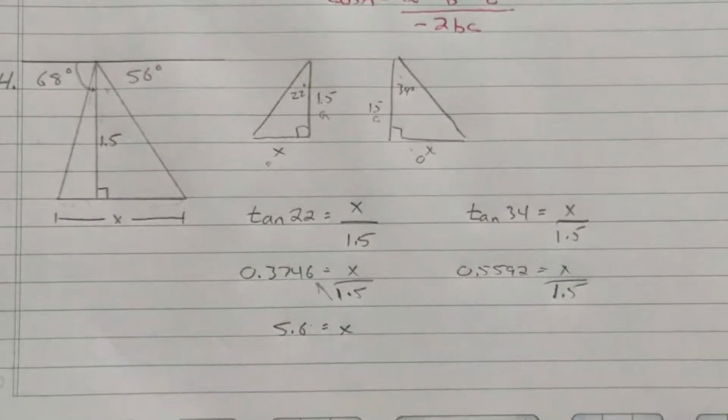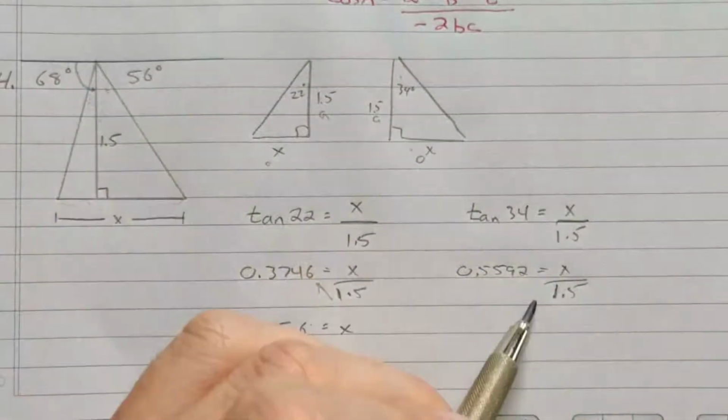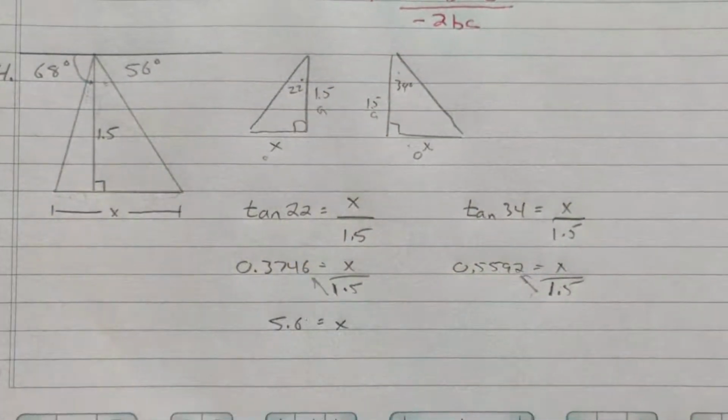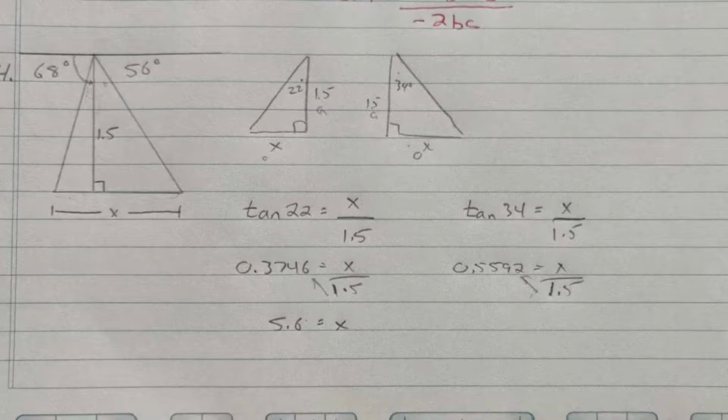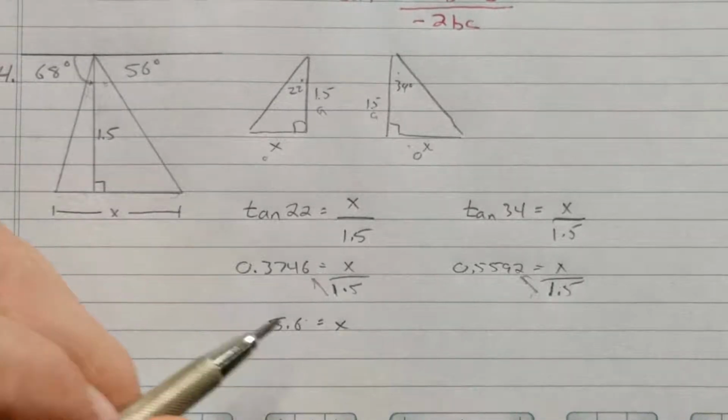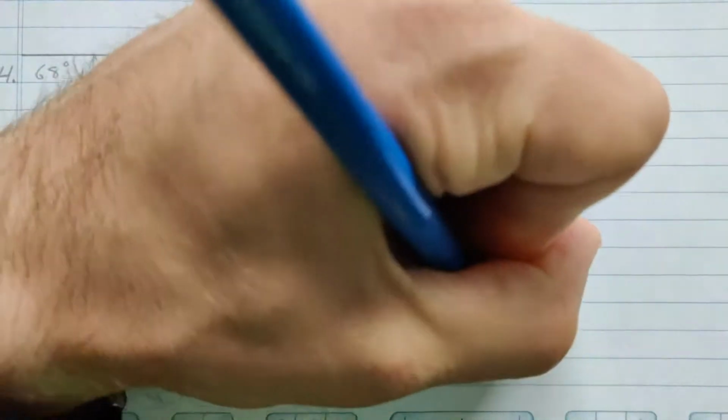And again, same thing, we're going to just multiply that 1.5 by that 0.5592, and that's going to give us 0.8388.